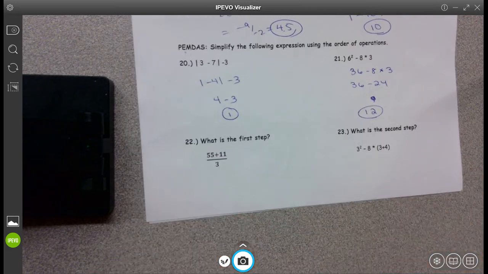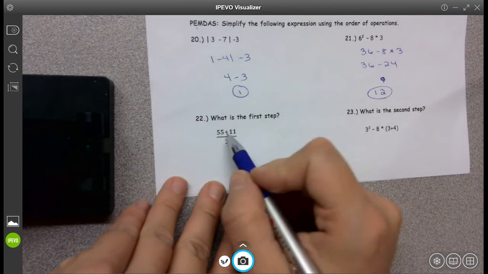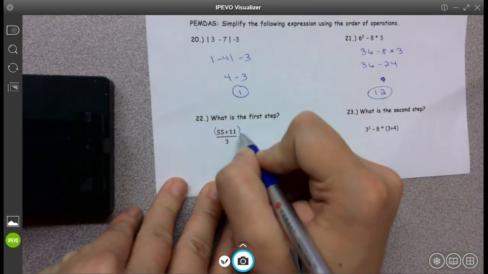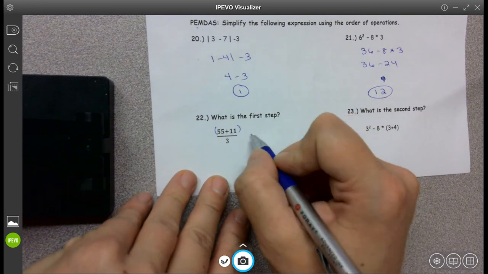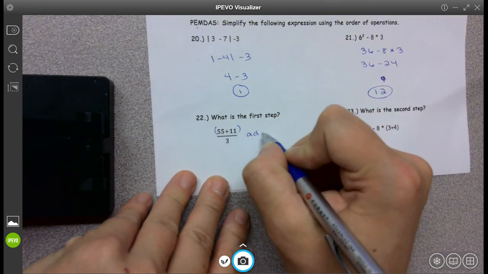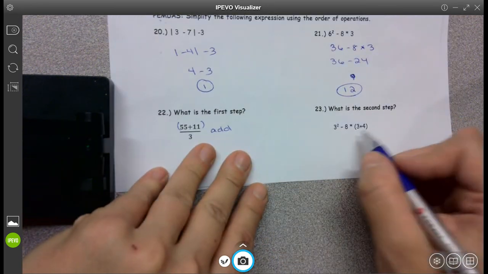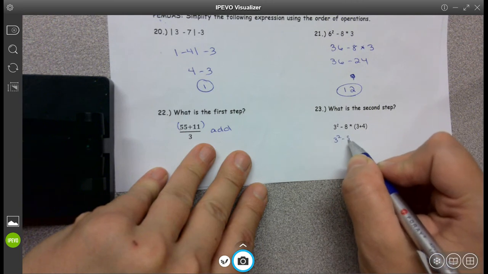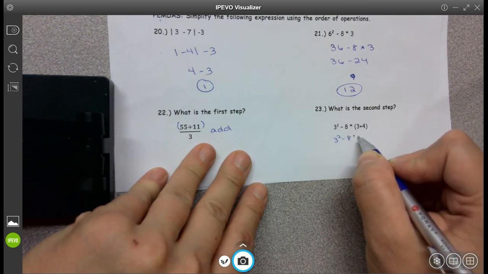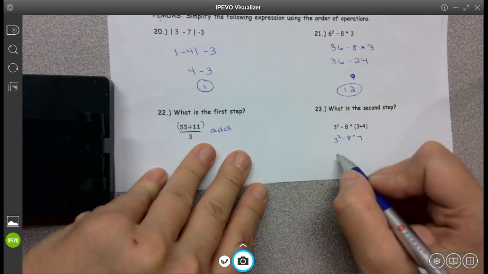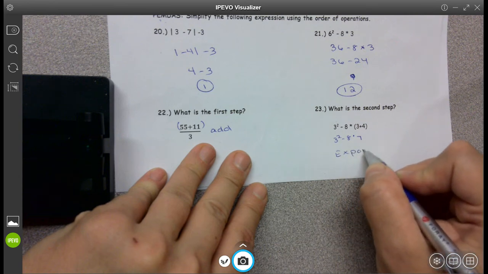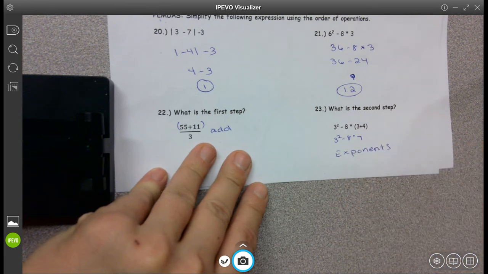Okay, thinking while I'm talking. All right, what is the first step here? Technically parentheses. This is in parentheses or grouping symbols. So we're going to add first. Here, we would add first because it's in parentheses. And then the second step is exponents. Okay, they just asked what the step is.